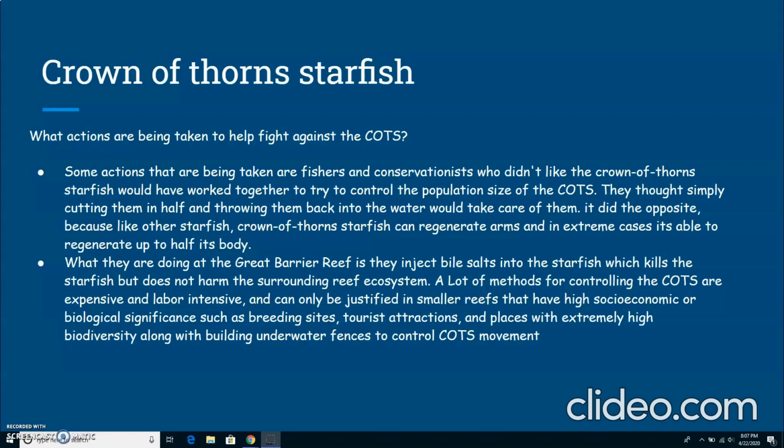And the only real way that it can be justified is in smaller reefs that have a high socioeconomic or biological significance, such as breeding sites, tourist attractions, and places with extremely high biodiversity, along with building underwater fences to control their movement and migrating.